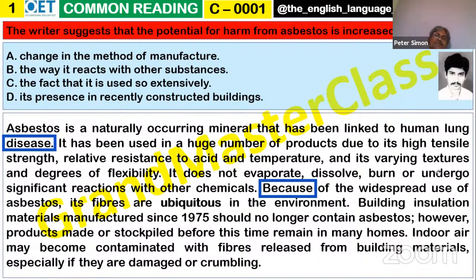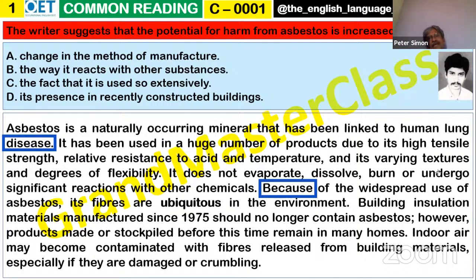So that is the problem here. So that is harmful. What is harmful? Asbestos is harmful. So harm from asbestos. Asbestos is harming human lungs and causing disease. In the first line it is there. Why don't you read properly? Read doesn't mean reading from the beginning to the ending. You have to read properly. And this is a naturally occurring mineral that has been linked to human lung disease.